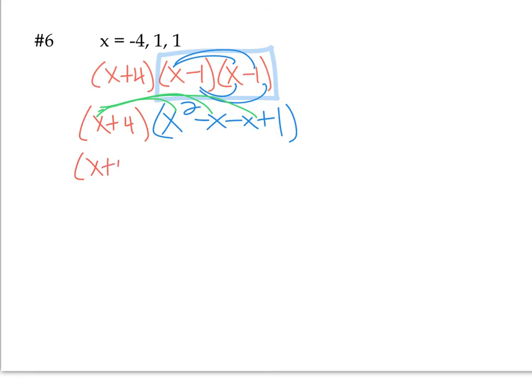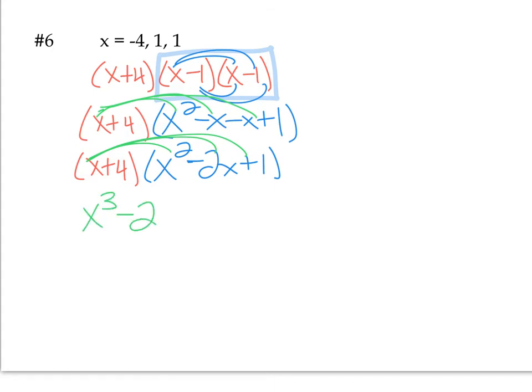So it's going to be x plus 4. And then my second factor is going to be x squared minus 2x plus 1. Okay? So x squared minus 2x plus 1, because I combined my two middle terms here. -x and -x combined to -2x. Now I'm going to distribute to all three of these terms. So it's going to be x times x squared is x to the third. X times -2x is -2x squared. X times 1 is plus x.